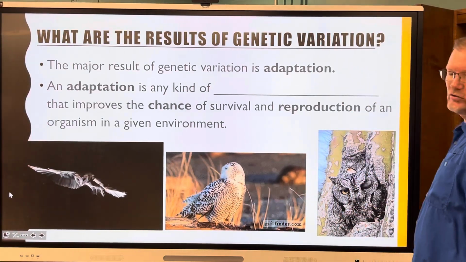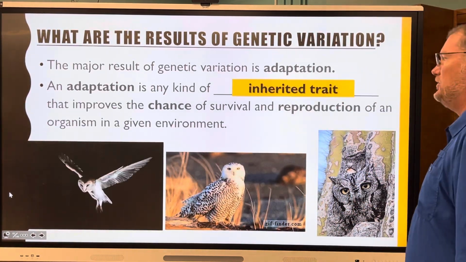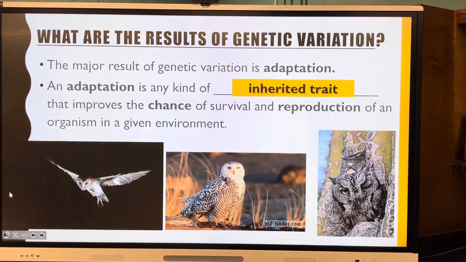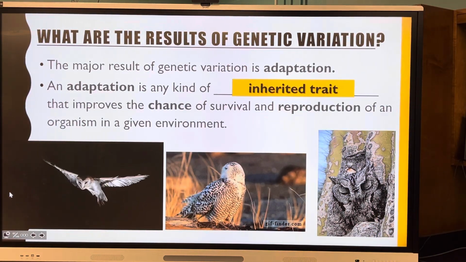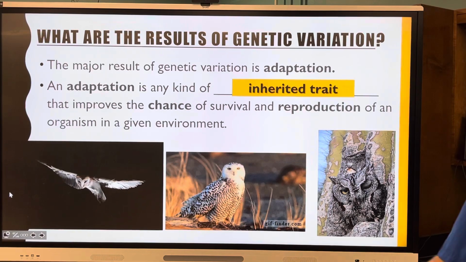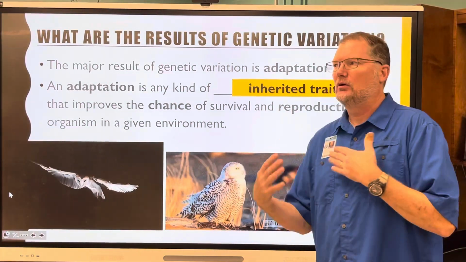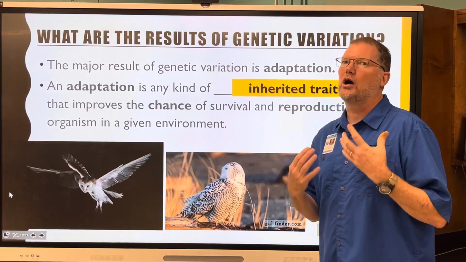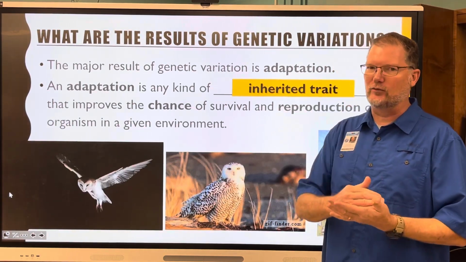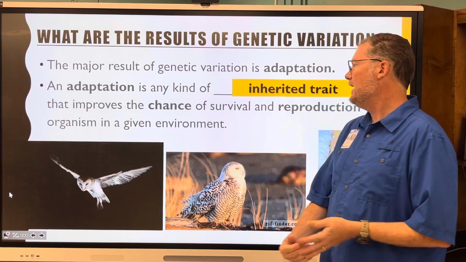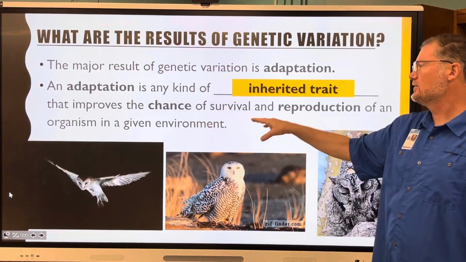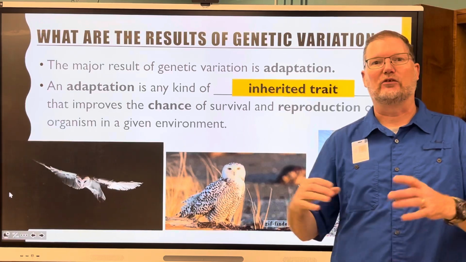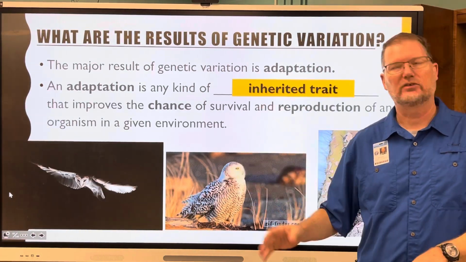So the major result of genetic variation is adaptation, right? Adaptation is any kind of inherited trait improving the chance of survival and reproduction of an organism. There seems to be some notion we keep coming across on every single level of this unit, and it's improving the chance of survival and reproduction. It's like the foundation of all these other little parts.